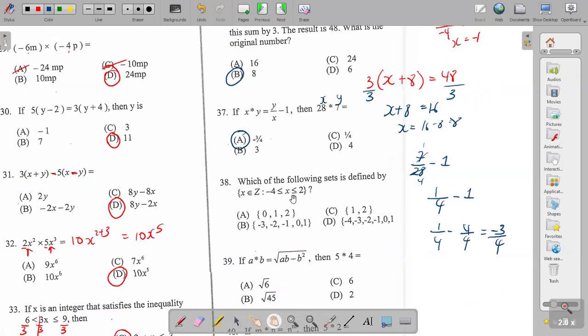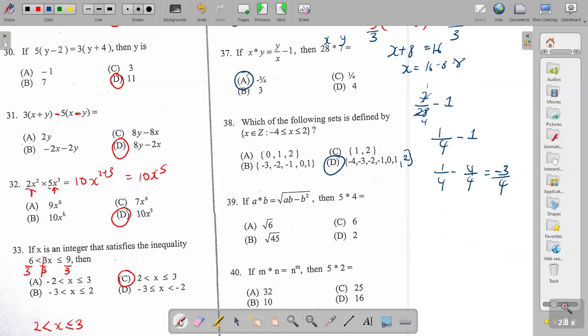All right, which one of the following is defined below? So first thing you need to know is that x is less than or equal to positive 2. Positive 2 is the biggest number. X is not bigger than positive 2, and the smallest number is negative 4. So there's a mistake with this because 2 is missing, as you can see. So your answer here would be D.